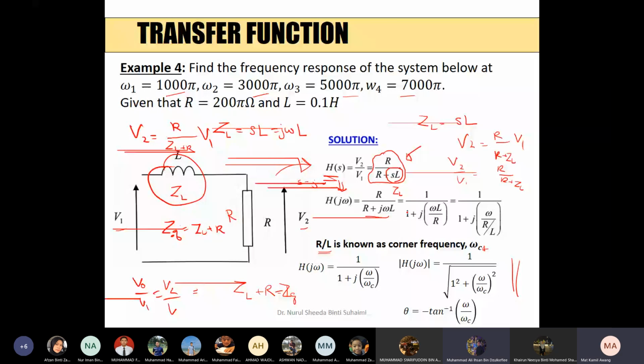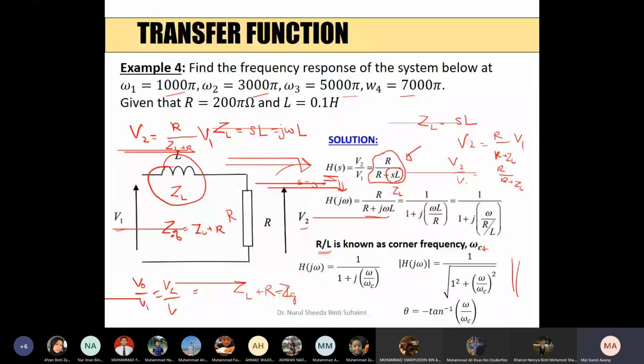For this one, basically it is 1 over 1 plus J 7000 pi over 2000, which is equal to 1 over 1 plus J 7 over 2. Then it can be written in this form. So you get a magnitude of 0.227 and a phase of minus 74.1 degrees.